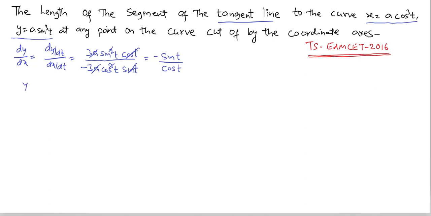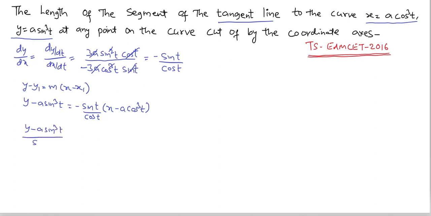Now the equation of the tangent line is y - y1 = m(x - x1). y - y1, that is y - a sin³t, is equal to m, which is -sin t/cos t, into (x - a cos³t). So dividing by sin t, y/sin t - a sin³t/sin t, that is a sin²t, is equal to -x/cos t + a cos³t/cos t, that is a cos²t.